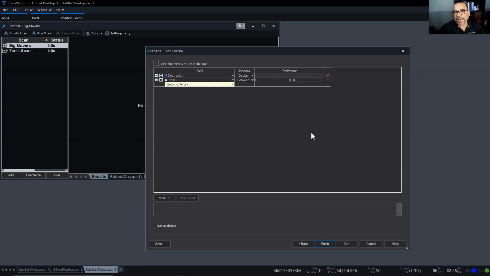I could go a little bit higher. You know, there are some very good stocks that have a higher price per share. But again, this is just an example. You choose the range of prices that you want to trade. In this example, I'm going to go from 5 to 100.